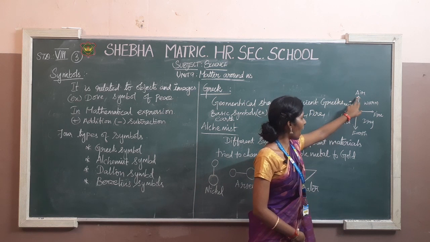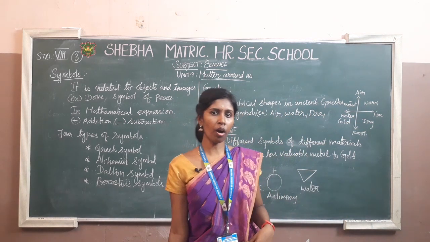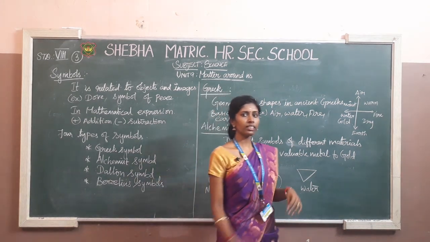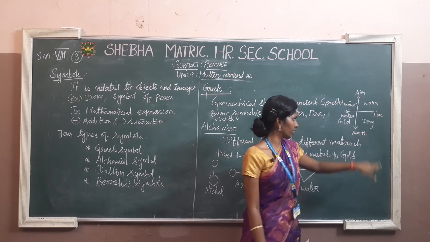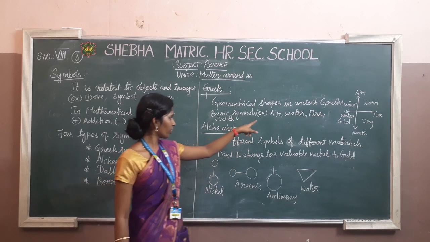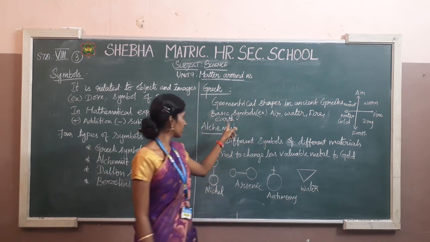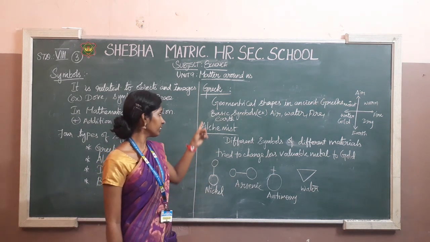So in between the air and fire, the surrounding will be warm. After that, fire and earth, the surrounding. So these four, air, water, fire and earth, are called Greek symbols. The ancient Greeks called them by these symbols.